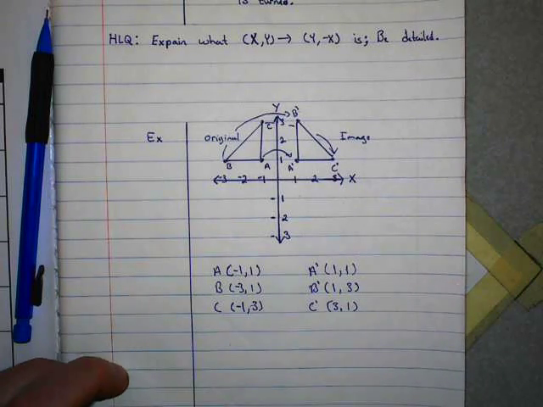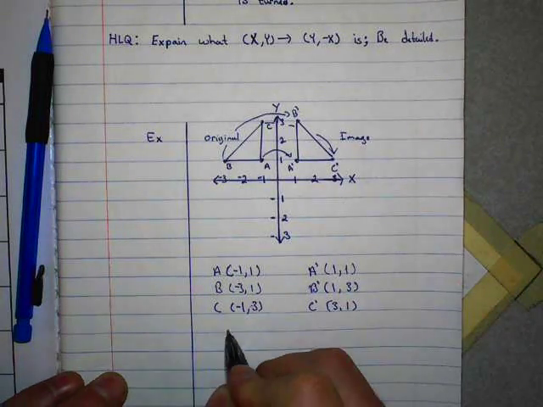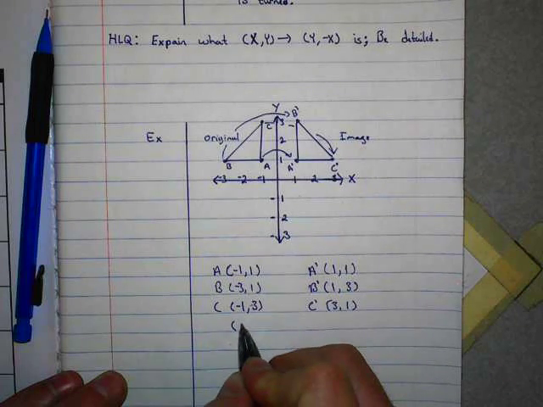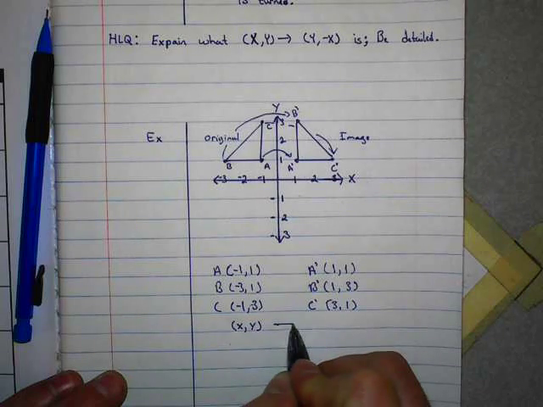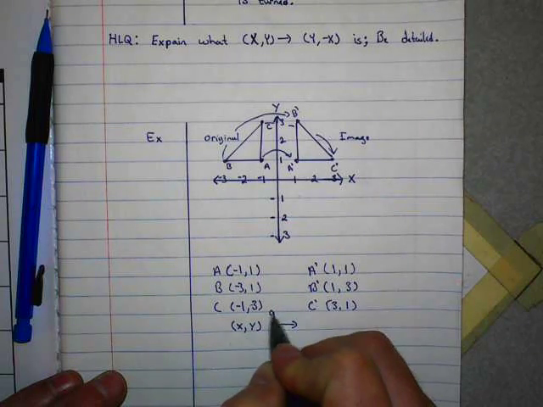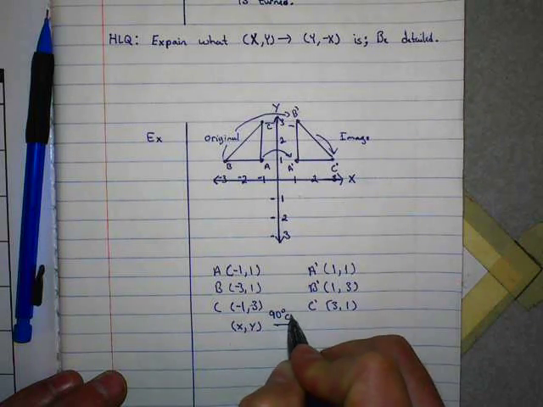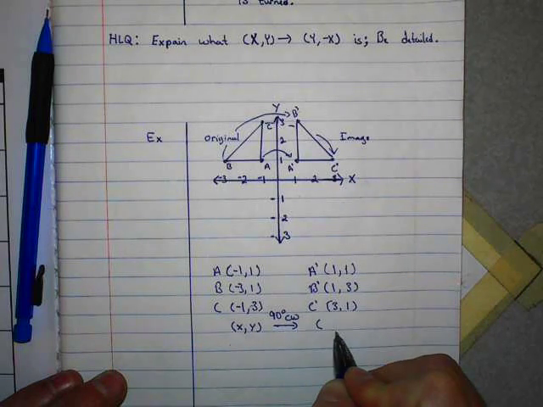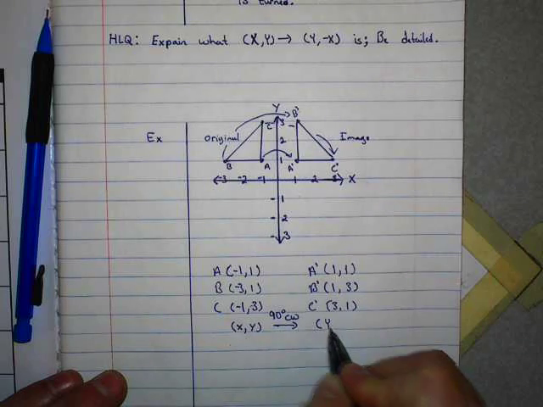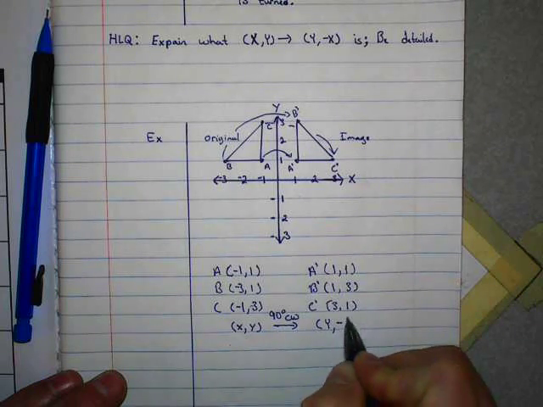This is where it goes back to the HLQ. When we start out over here, we have our points in the form X, Y. But when we change it by rotating it 90 degrees clockwise, our points are rewritten in the form y, comma, negative x.